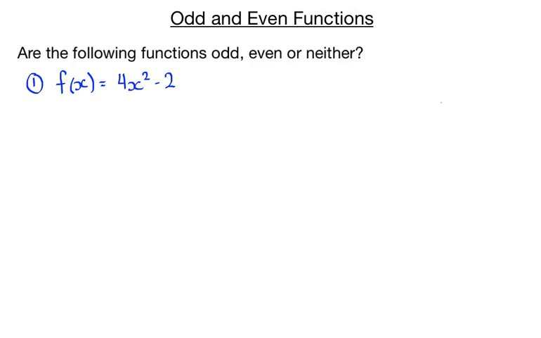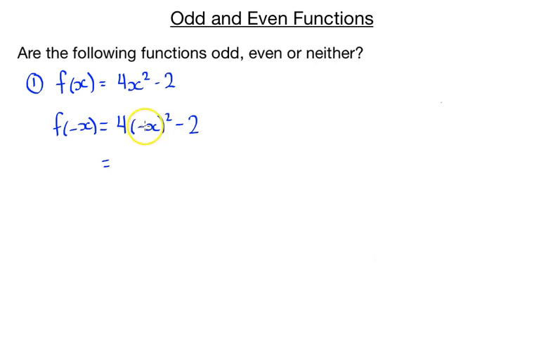I want to have a look now at a few examples of testing algebraically whether a function is odd, even, or neither. So our first example, we've got f of x is equal to 4x squared minus 2. So we want to find f of minus x. That's going to give us 4 times minus x squared, and then minus 2.